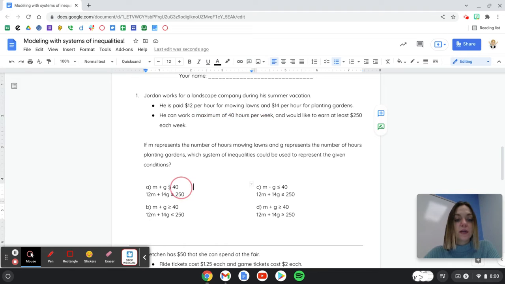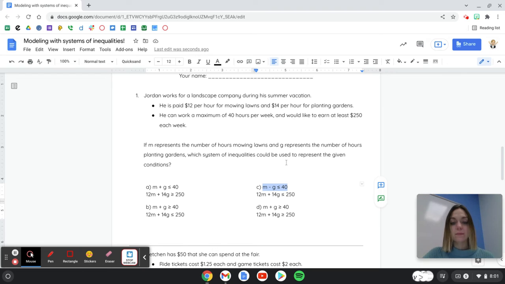So this first one here, A, says M plus G is less than or equal to 40. That's great, because when I'm adding M and G, my hours worked together, that's less than or equal to 40. This one here obviously is not going to work because this is saying M plus G is greater than or equal to 40. Well, Jordan can't work more than 40 hours, so this is not going to be our correct answer.